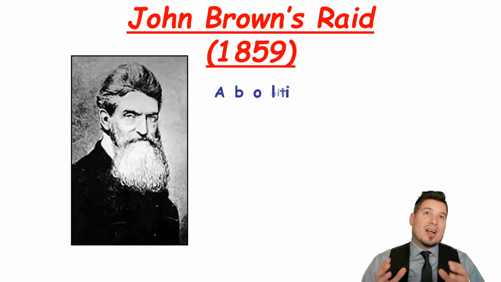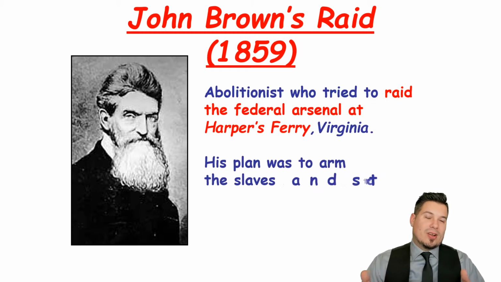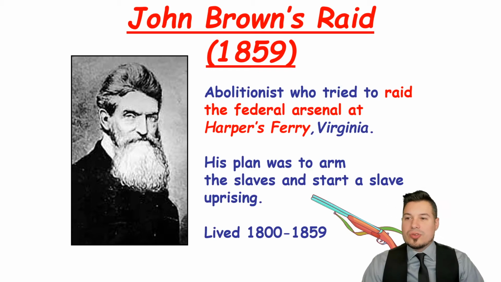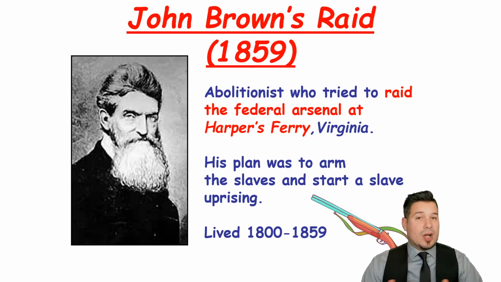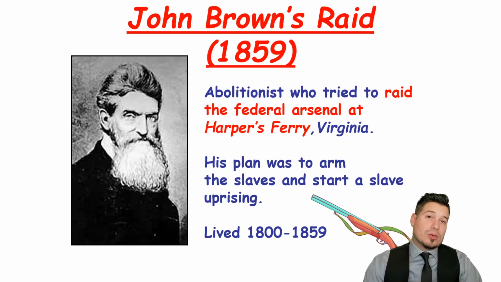In 1859, something else happens that's going to lead to the Civil War, and that's John Brown's raid on Harper's Ferry. John Brown was an abolitionist who tried to raid a federal arsenal at Harper's Ferry, Virginia, now located in West Virginia. His plan was to arm slaves and start a slave uprising. And what's going to happen is he's going to be caught. In fact, he's going to have a shootout with Colonel Marine Robert E. Lee. Yes, that Robert E. Lee. He is going to lose. He's going to be captured. And he's going to be hung the next day.